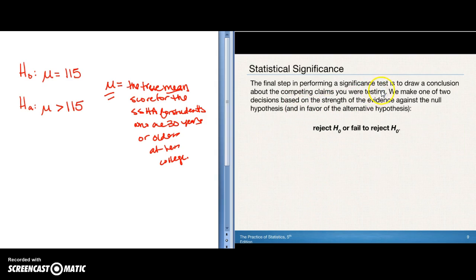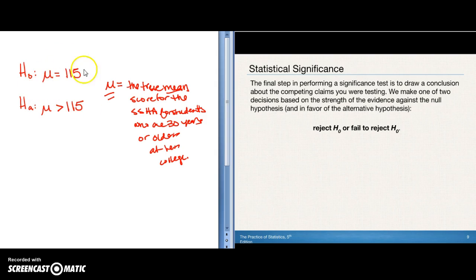The final step in performing the significance test is to draw a conclusion about the competing claims you're testing. So we make one of two decisions based on the strength. Again, we either reject the null, that would be saying that we don't believe this statement, or we fail to reject the null. We believe it. It has nothing to do with our alternative.